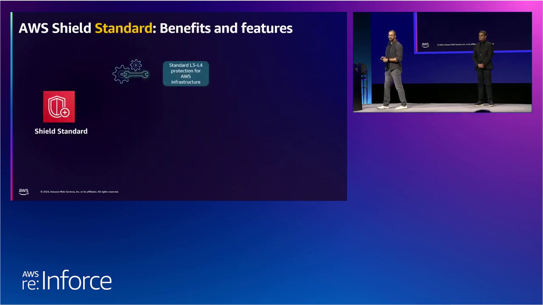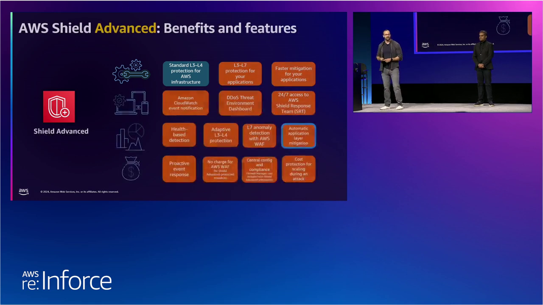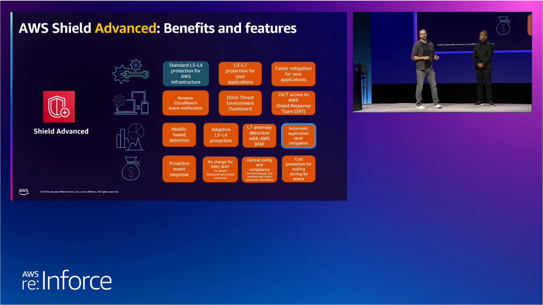So if we look at Shield Standard, it provides layer 3 and layer 4 protection to your infrastructure that lives on AWS, and that's pretty much it. But it is a free service, and all you need to do is just deploy public-facing resources in an AWS region. With Shield Advanced, you're getting all these additional benefits. I'm not going to list them all out. But know that there is a cost associated with getting Shield Advanced.